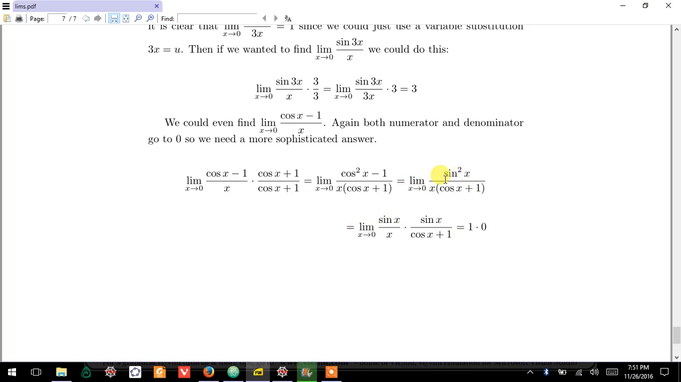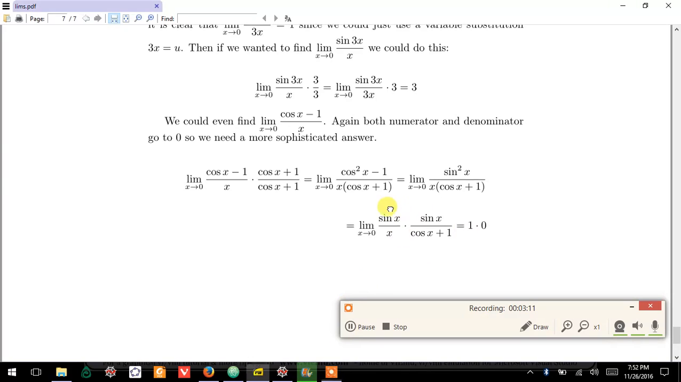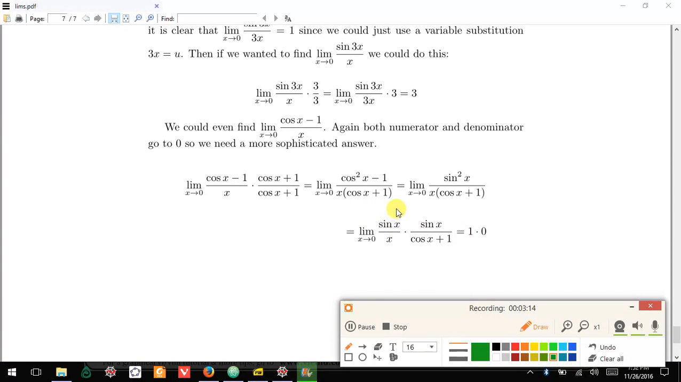But in any case, now that I have sine squared, just imagine there's a negative on the outside of this and it'll be fine. I split one of the sines with the x part on the bottom here, and I split the other sine together with cos x plus 1. Now, this part where I have sine x over x, that again goes to 1. This is continuous, and you can just plug in 0 and get out 0. So it's 1 times 0, which is equal to 0.